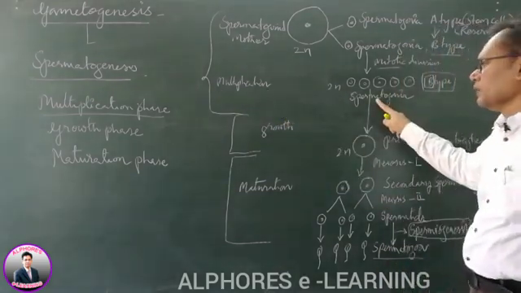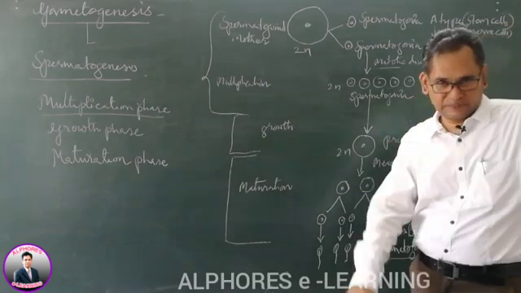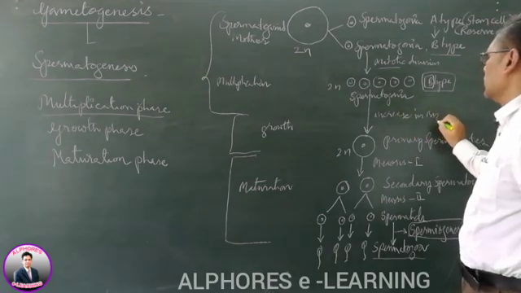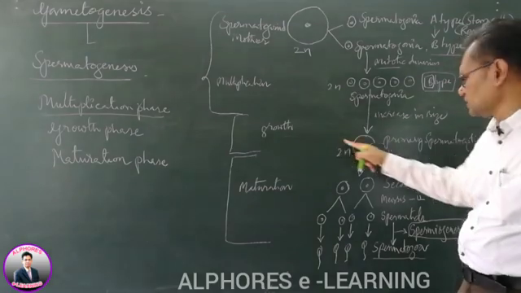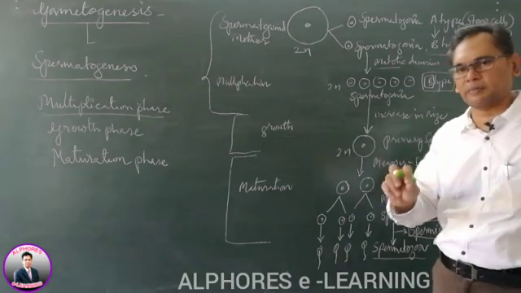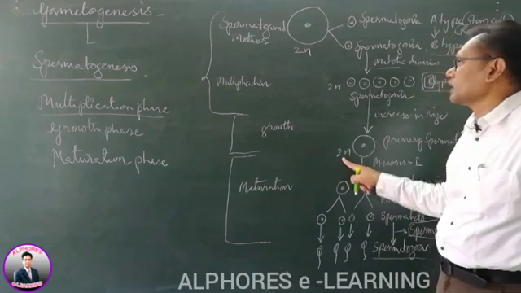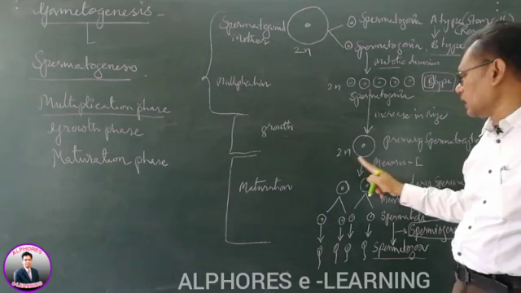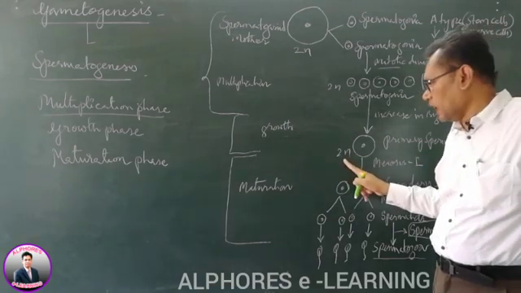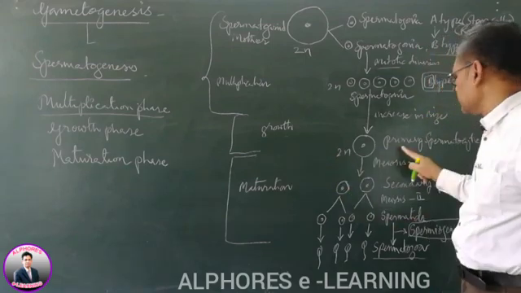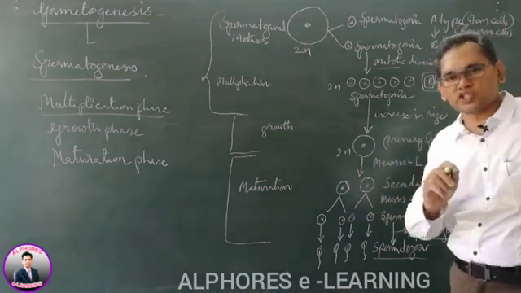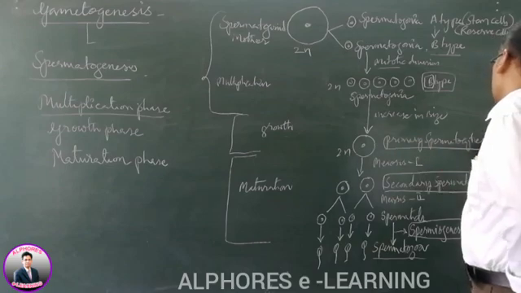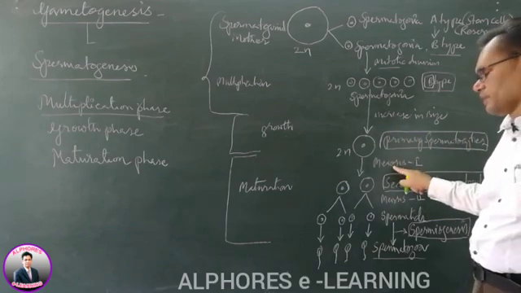Now the spermatogonia show an increase in size. This is called the growth phase, and it becomes a primary spermatocyte. Up to here, the spermatogonial mother cells, spermatogonia as well as primary spermatocytes, are all diploid. After the growth phase, the primary spermatocytes undergo meiosis 1 to form secondary spermatocytes.